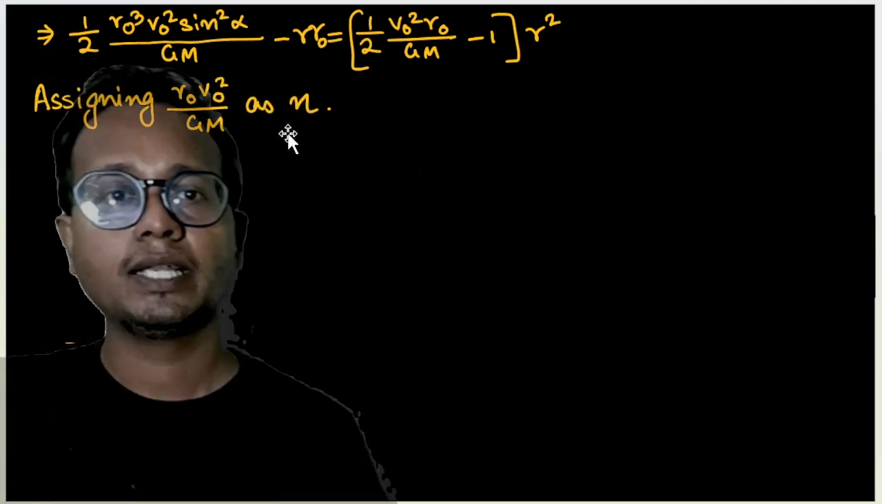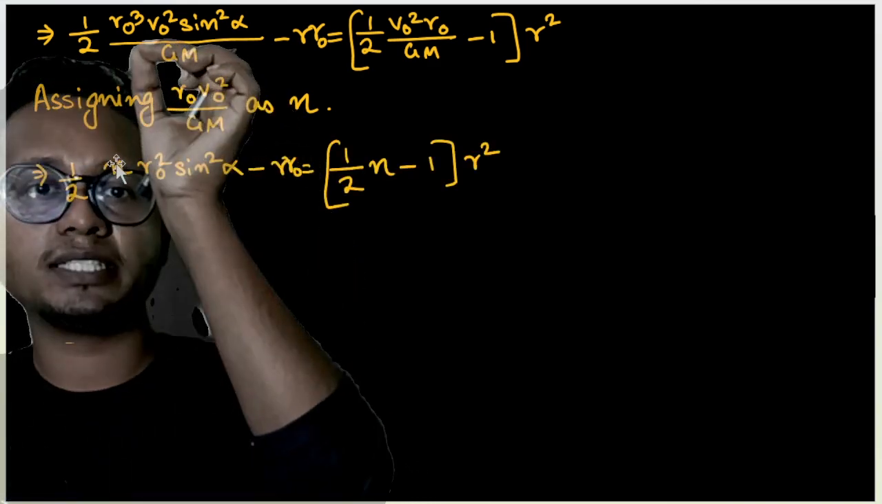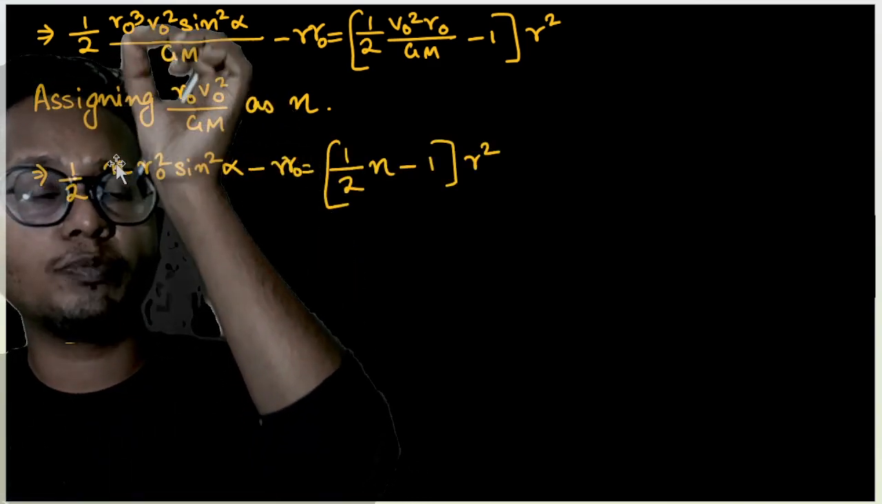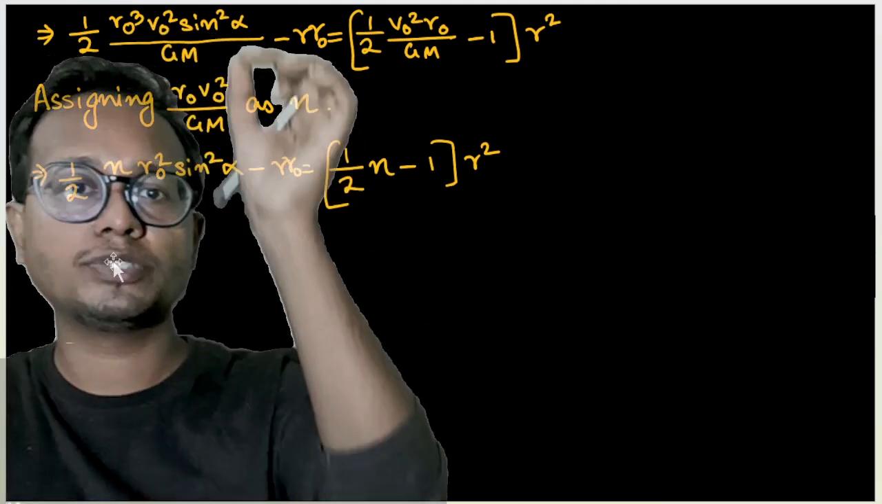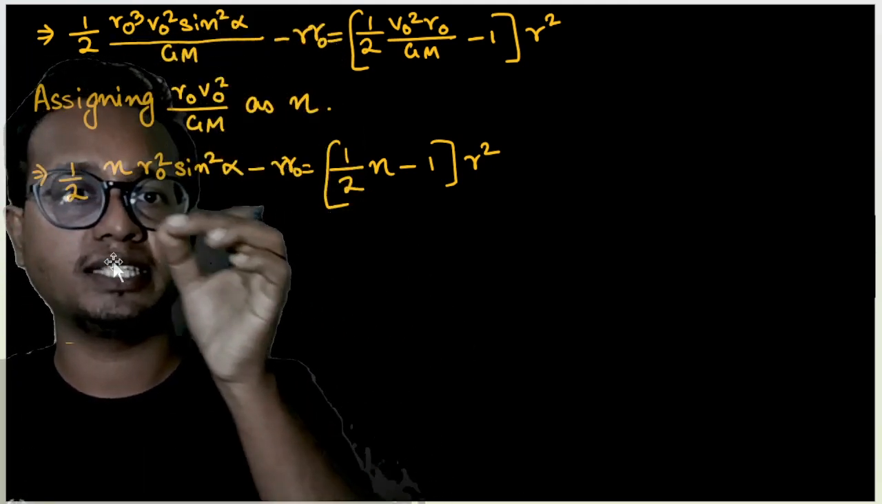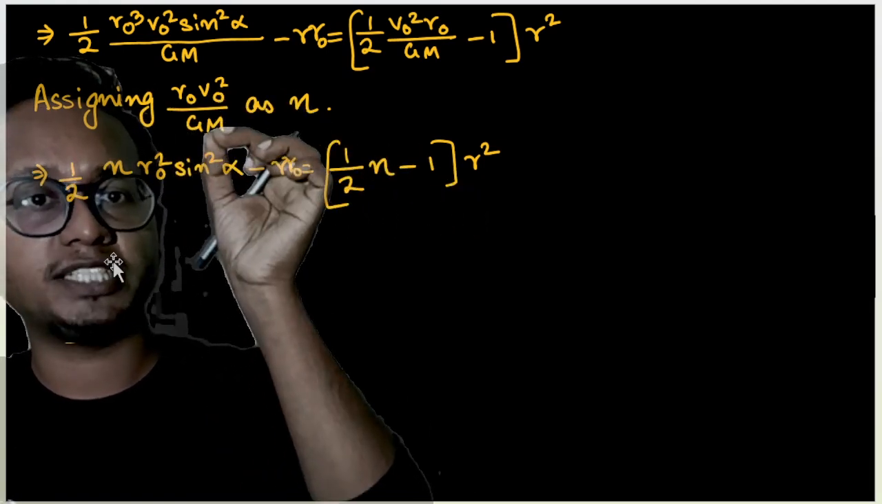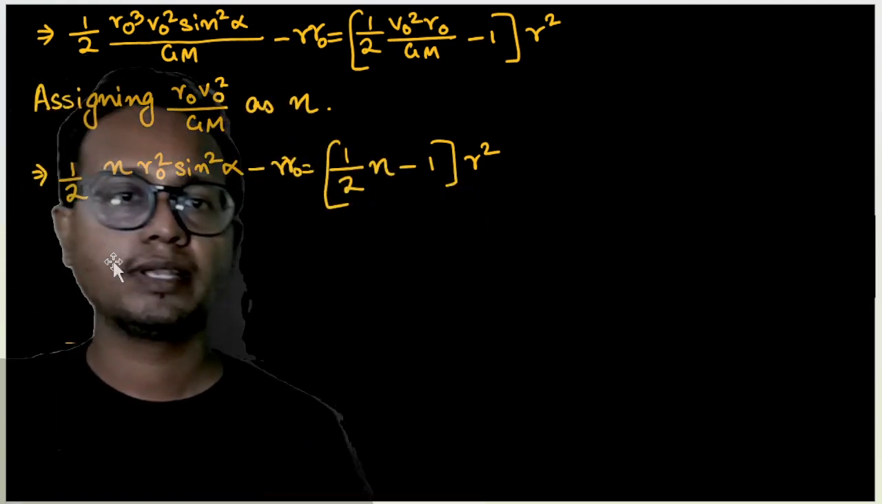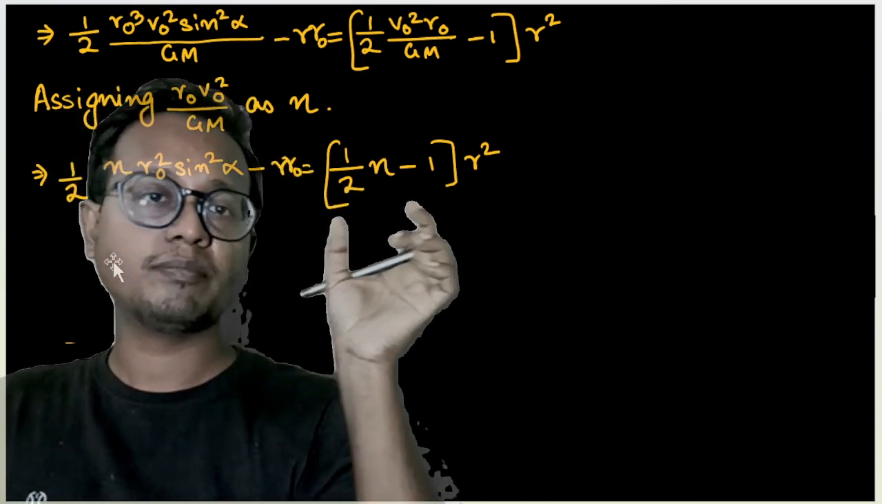Now when you do that, I'll get some term somewhat like this. From the first term, it is nothing but V naught square R naught. R naught cube can be written as R naught into R naught square, isn't it? So n into R naught square into sine square alpha by GM. GM is already included in this n. So when you assign R naught V naught square by GM as n, you'll get this term, isn't it? If you observe very carefully, this entire term became more simplified.